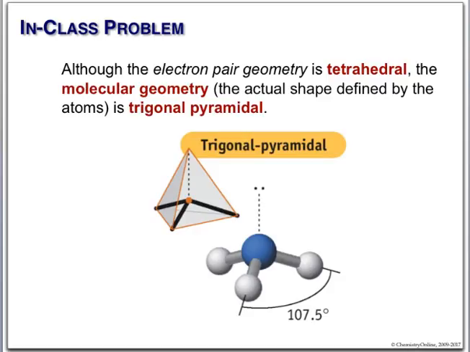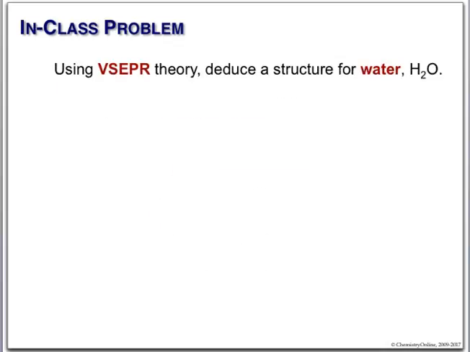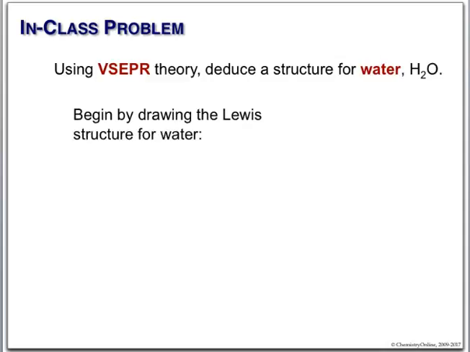Now, the one that's going to be important to you when we hit chapter 8-ish is water. So let's do this exercise with water. First of all, draw the Lewis structure. Oxygen is in the middle. It has 6 electrons. We have 2 hydrogens, 1 electron each, and they're going to pair up to make 2 bonds. When we're done, this is what we get.